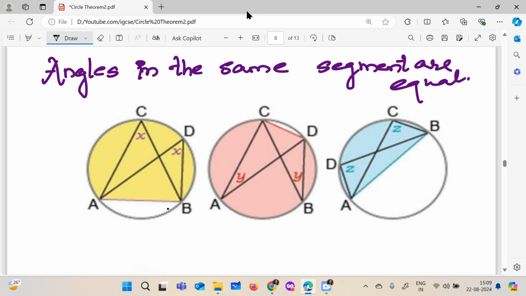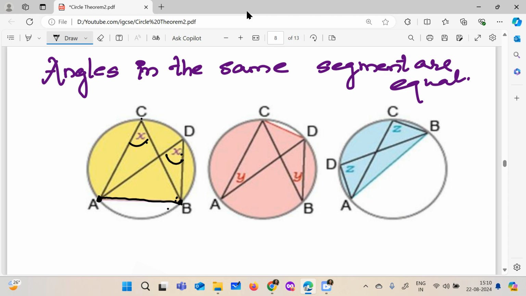So this theorem says that angles in the same segment are equal. What does it mean? Whenever you see a figure like this, the segment is formed by these two points A and B. This is the dividing line, and this is the major segment. From one point we have one angle here, and from the same two points we have another angle here. So these two angles will be equal as they are in the same segment. Is this clear to you?